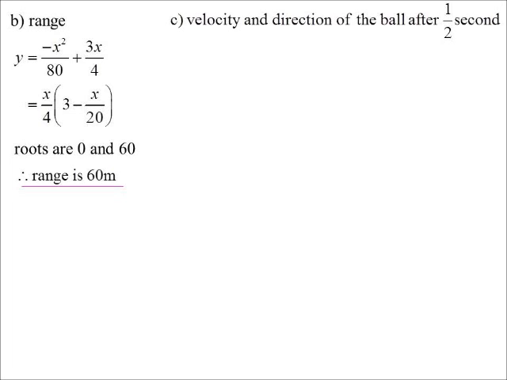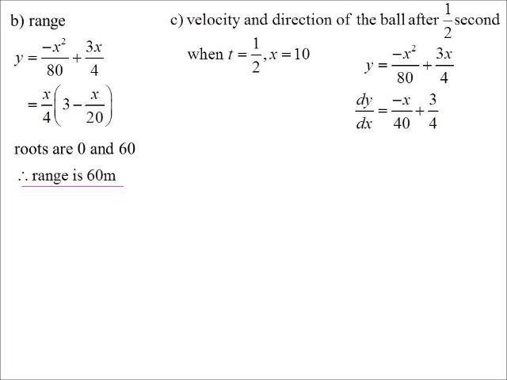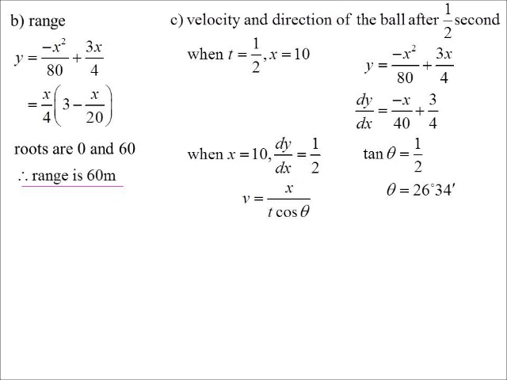We then said velocity and direction of the ball. Well, I've got to work out where it is if I'm going to use the calculus. Because remember, I've eliminated t, and all I knew was after half a second. So I'll find the x value there, and it's equal to 10 when I sub it in. So the derivative is minus x on 40 plus 3/4. Sub in x equals 10. The derivative turns out to be a half. Inverse tan of a half, and there's our 26 degrees 34 that we came up with before. The velocity, and then we can just sub it in, and there we go, 10 root 5.